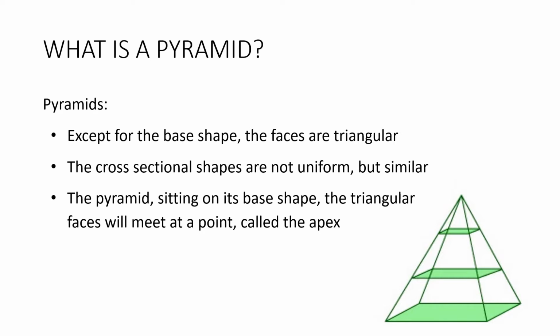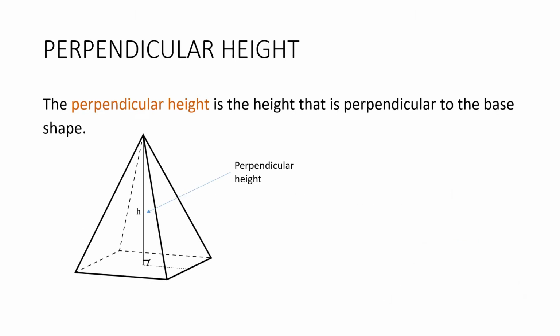The pyramid, if it's sitting on its base shape, then all the triangular faces will meet at a point, which is this point here, which is called the apex. Now there can be 2 different heights given with measurement questions with pyramids. So the first one is the perpendicular height, and it's the height that's perpendicular to the base shape. So you can see here, this height here is at right angles to the base shape.